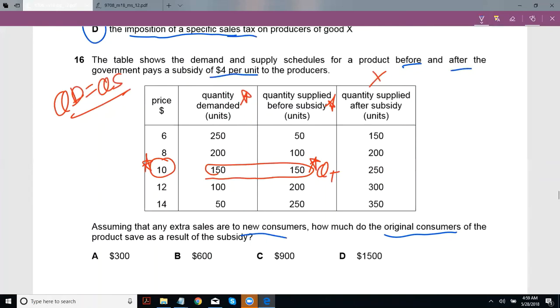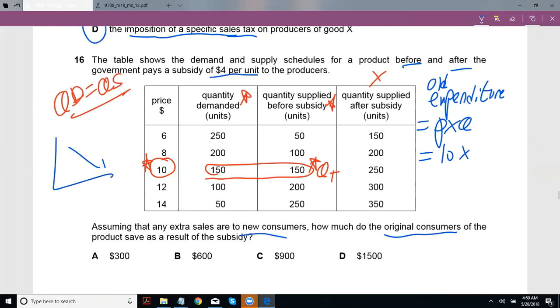So what was the old expenditure? The expenditure of your old customers, that was again total expenditure or total revenue, the same thing, because revenue for the producer is just expenditure for the consumer. So it has the same formula, price into quantity. That is 10 into, you don't have to add these or anything, because if you remember at this particular point, quantity demanded equals quantity supplied. So this is going to be 150. The quantity traded is going to be 150. So previously they were paying 1500.